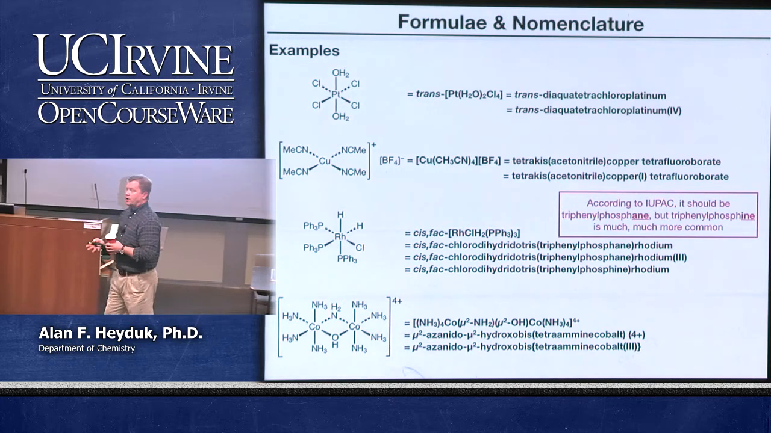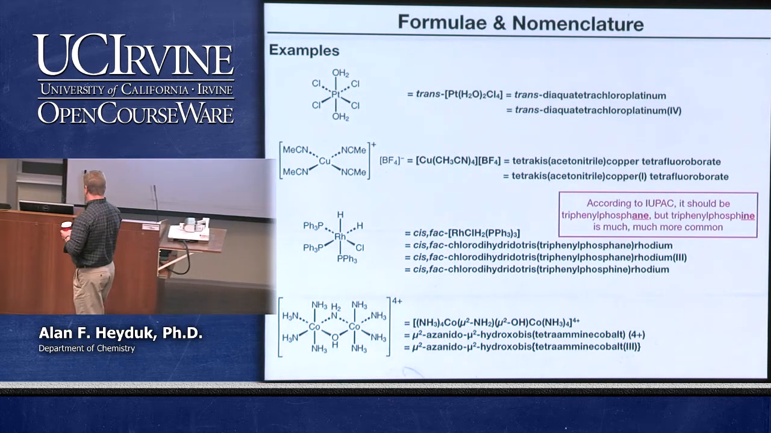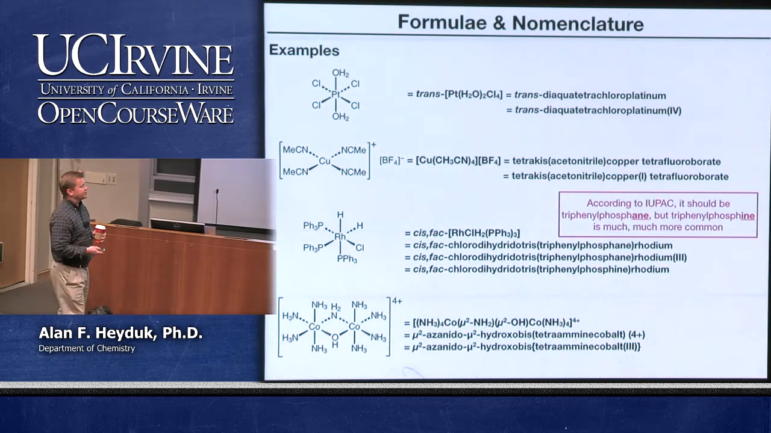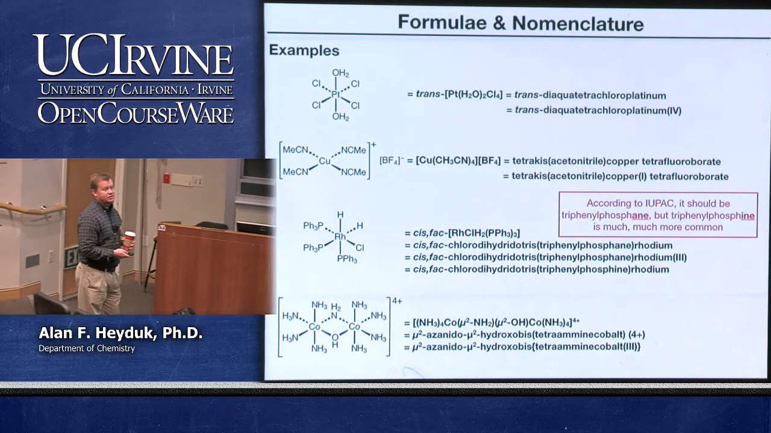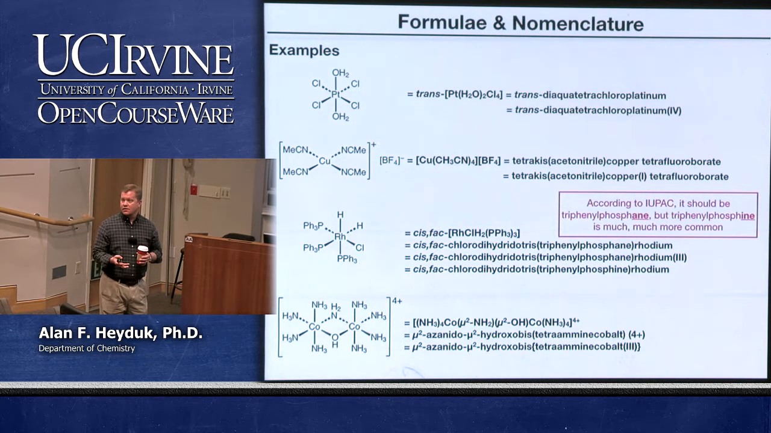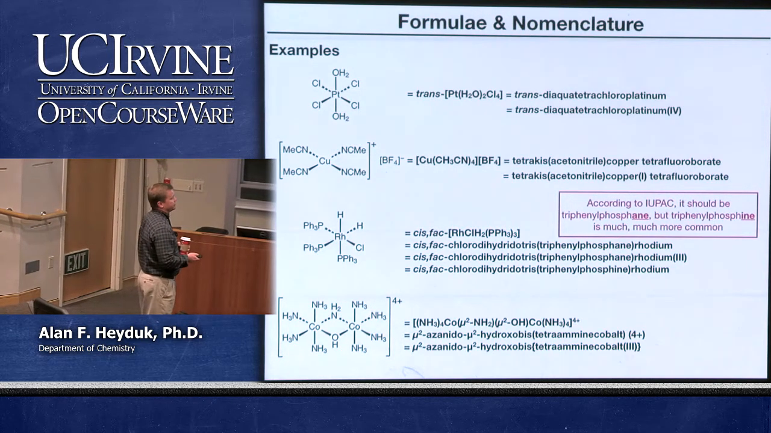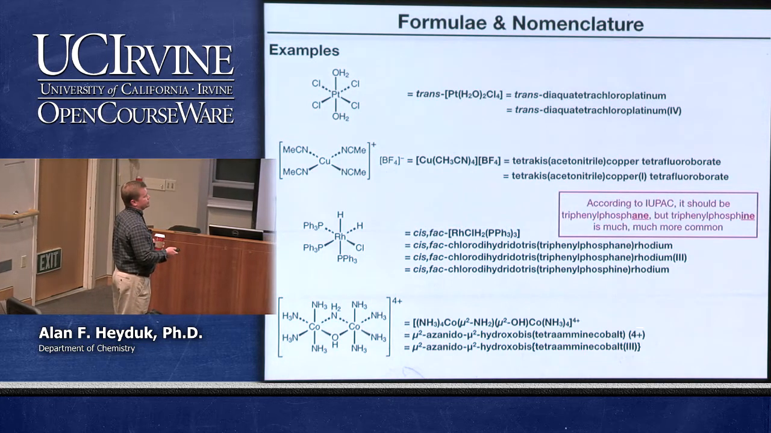Now, an important point, it doesn't really matter if you use the Stock system or the Ewing-Bassett system, as long as you use them correctly. You should be able to go back and forth. So if you use the Ewing-Bassett system, you should be able to use this knowledge that you have a 4+ charge on the whole complex to back out the charge on each cobalt center.